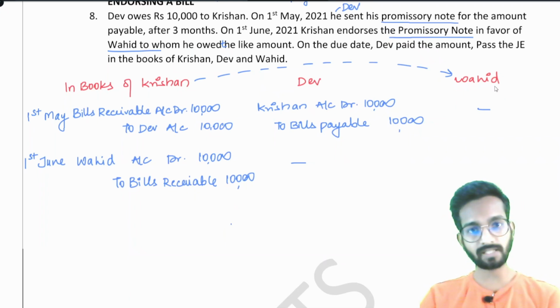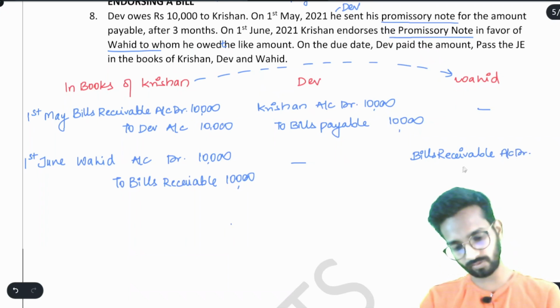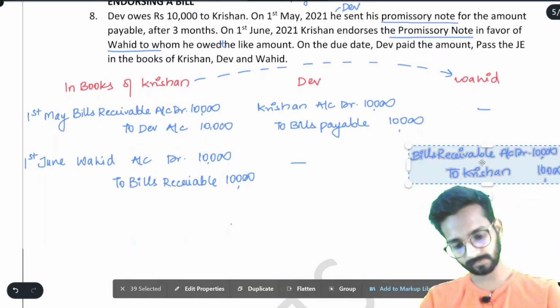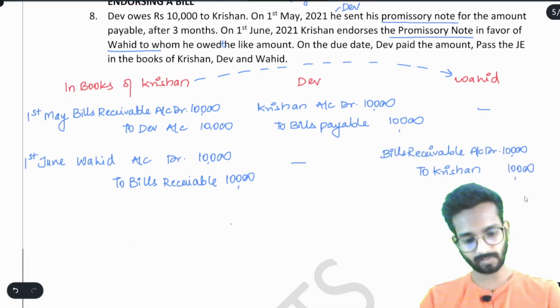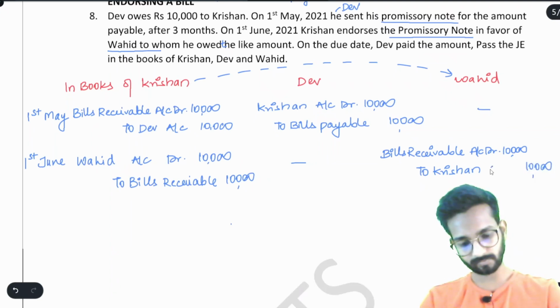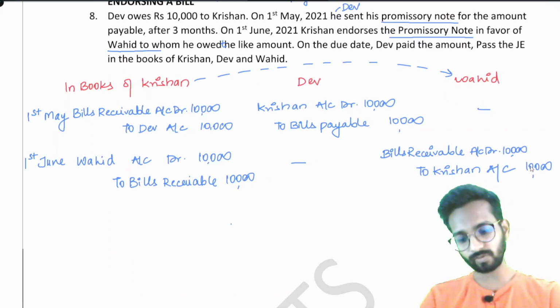For Wahid, Wahid has received bills. So he will be writing bills receivable account debit to Krishan account, how much? 10,000 and 10,000. Very simple. Now, what has happened after Wahid has passed the journal entry? This happened on 1st June.